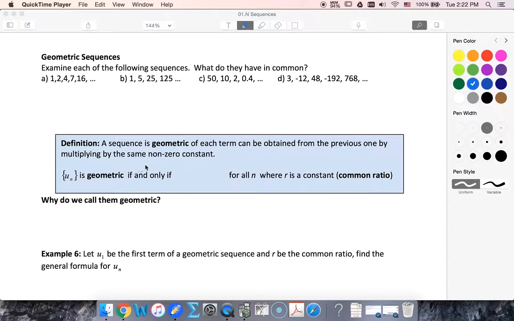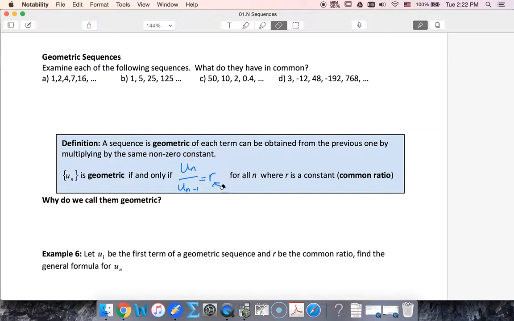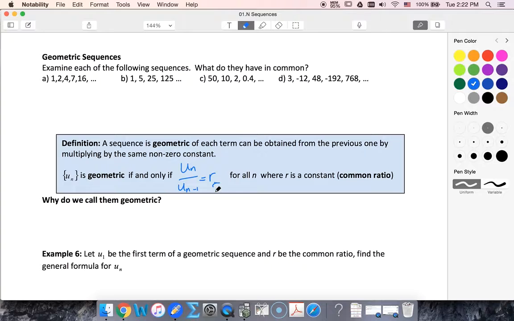previous by multiplying. So we're geometric if and only if the ratio of a term and its previous term is constant. And we call this our common ratio, which I have written here, so I guess I don't need to write it again. I'll just make my arrow a little bit longer. So R is my common ratio.